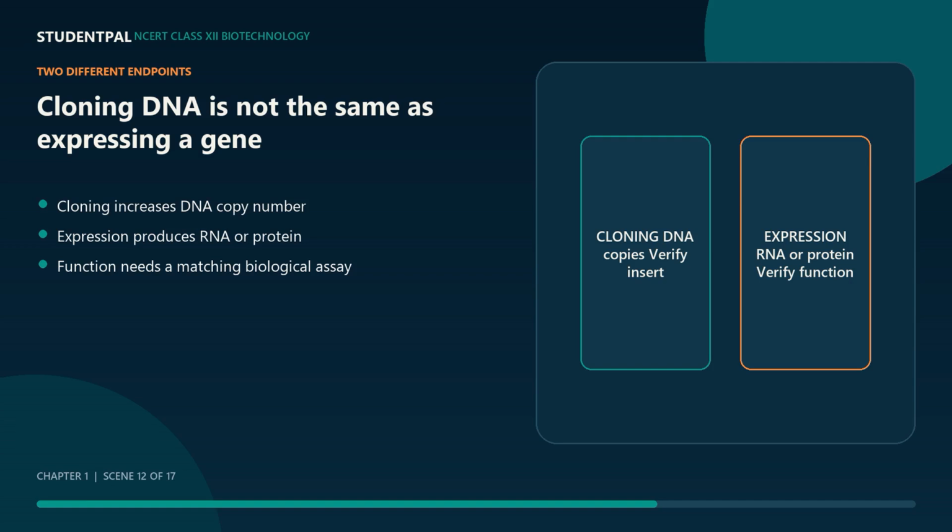This creates an evidence ladder. DNA, RNA, protein, function. Each level answers a new question. Suppose a bacterial clone contains the correct human gene, but no active protein is detected. The cloning may have succeeded, while expression failed. That single distinction explains why good biotechnology never relies on one test for every conclusion.